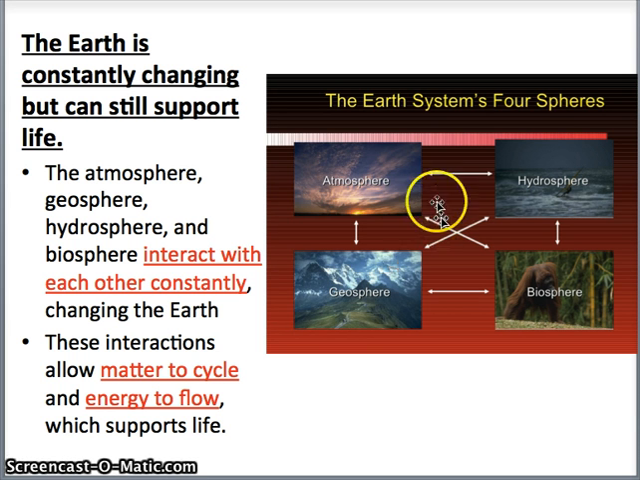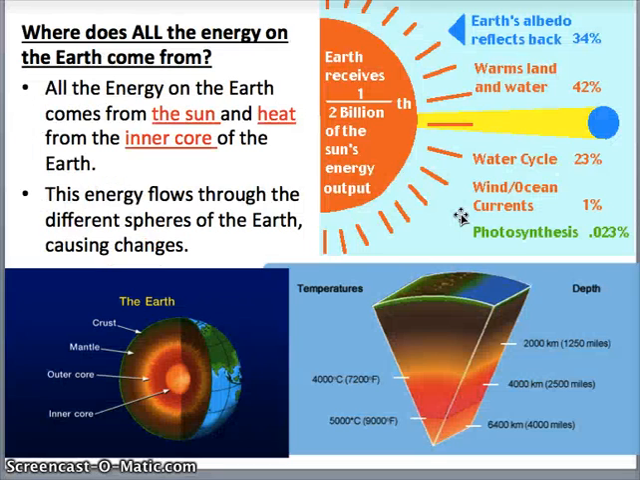But these interactions are really important because it allows the matter, like water, carbon, and nitrogen, to cycle, be recycled among these four spheres, and it allows energy to flow through the system. We know that energy is essential for all processes on Earth and life. So let's talk about how this actually happens. How does energy flow? Where does the matter cycle? Or how does it cycle? So let's talk about energy first.